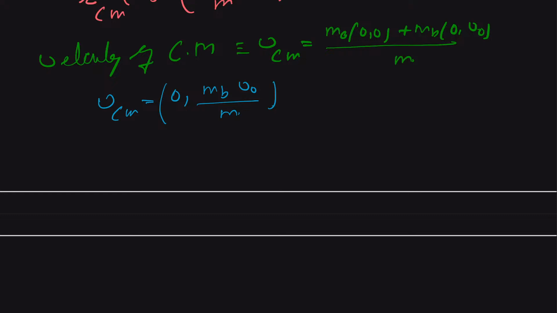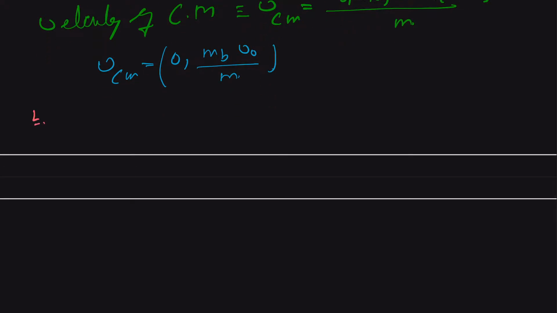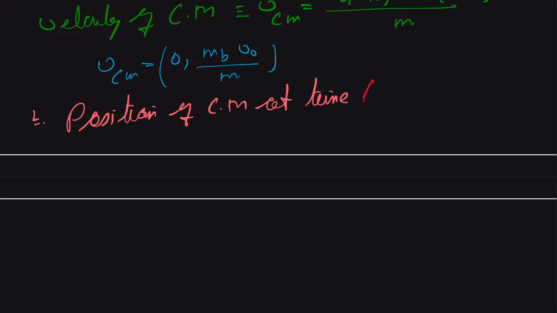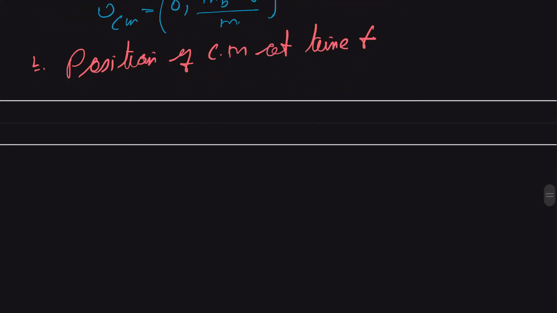Therefore, we can say that the position of the center of mass at any time t, RCM, will be equal to 0 comma MB V naught divided by M, multiplied by time t. Okay, so this is our position of the center of mass.